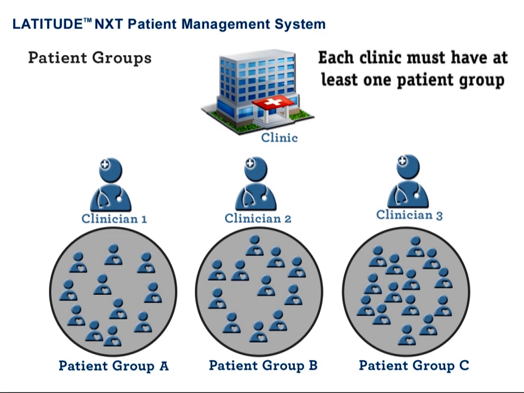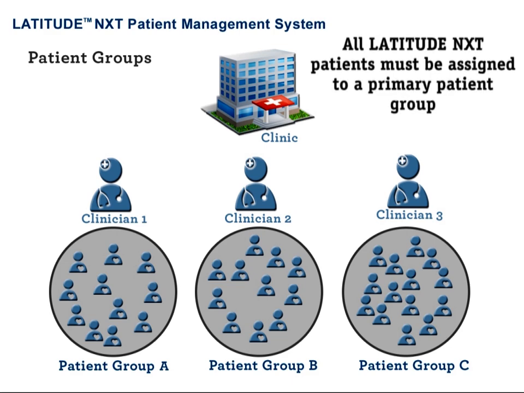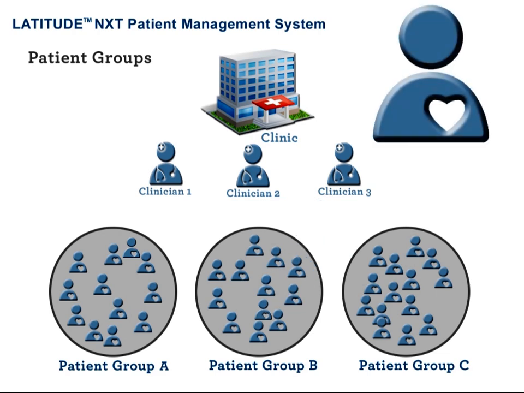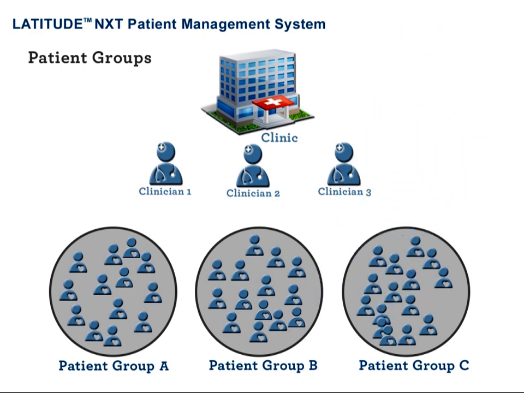It is required that each clinic has at least one patient group, but the number of additional patient groups you create is limitless. All Latitude NXT patients must be assigned a primary patient group in order to be monitored on the system. During the patient enrollment process, you are required to assign each patient to a primary patient group with the option to assign a patient to a secondary patient group. Individual patients can be associated with up to 2 different clinics or 2 different patient groups within one clinic. If you want to rearrange patients between patient groups within your clinic, you can do so at any time.